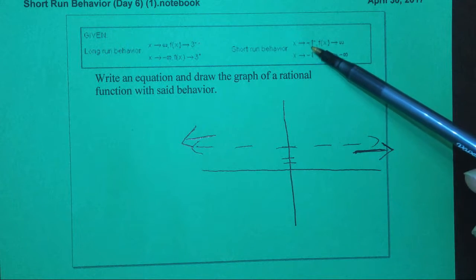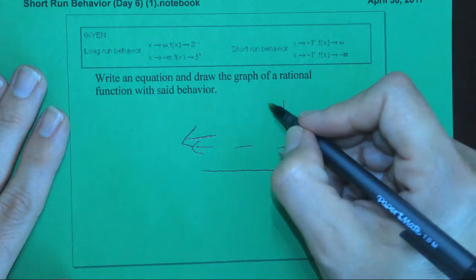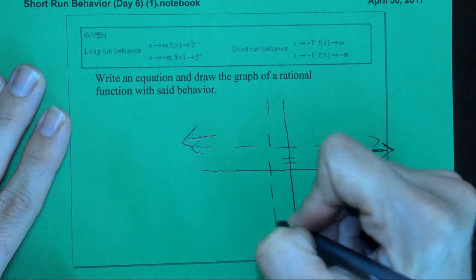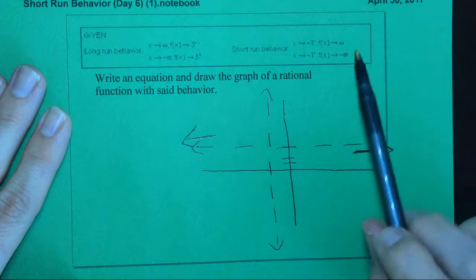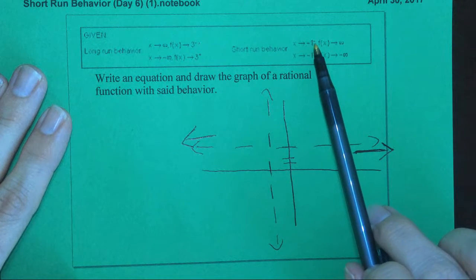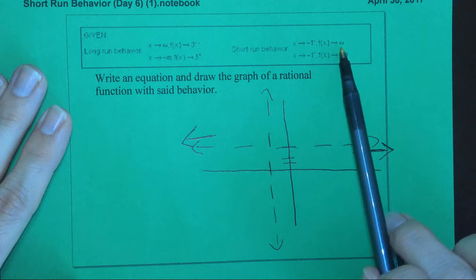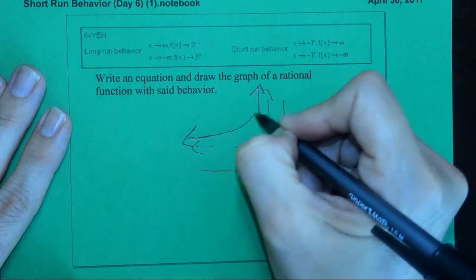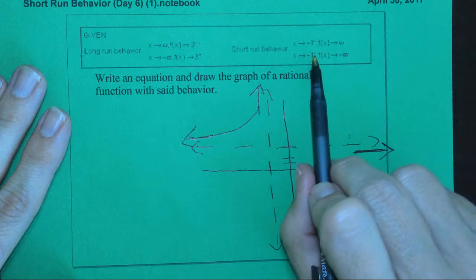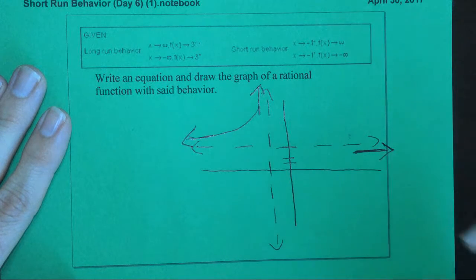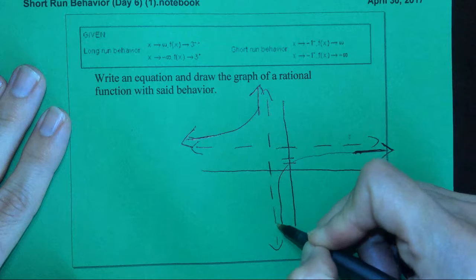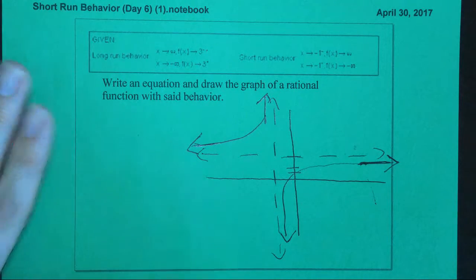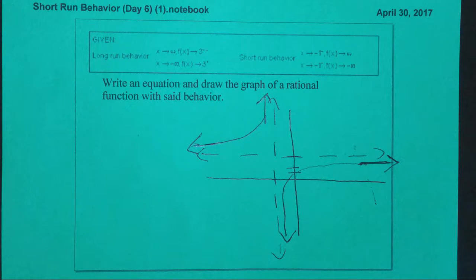They tell me my short run behavior is around negative 1, which means I have a vertical asymptote at negative 1. And they tell me that as I approach it from the left, that's what the negative means, I'm going to positive infinity. So the left is going up. And it says as I approach it from the right, that's what the plus means, I'm going to negative infinity, which means I'm going down. So I would be looking for a graph that looks like that.